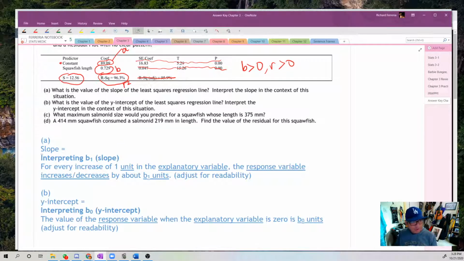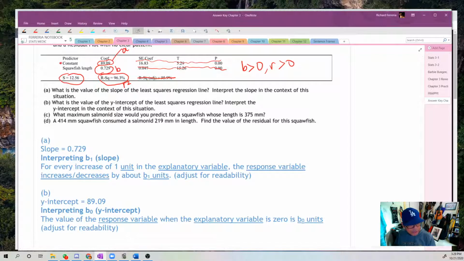Once we got our sentence frames copied and pasted in here, we're going to go ahead and get the values. So for part A, what is the value of the slope? Slope is B, and that is 0.729. And then how about the y-intercept? Well, that's A, and that's 89.09. Okay, so those are our values.